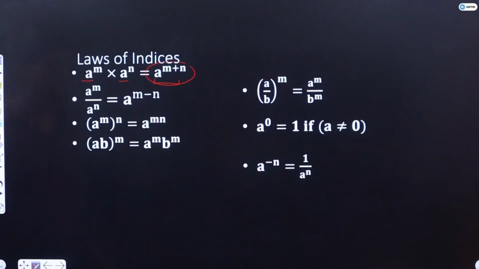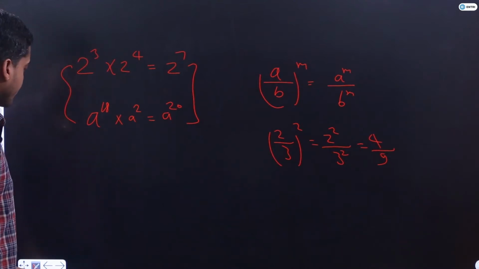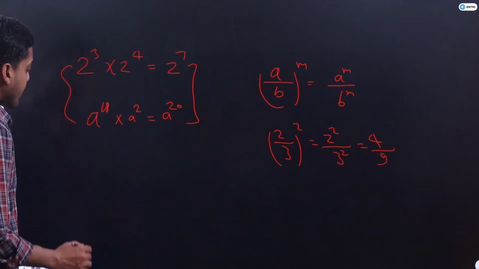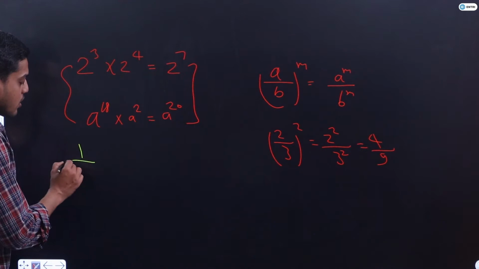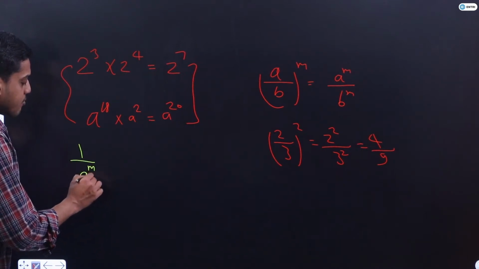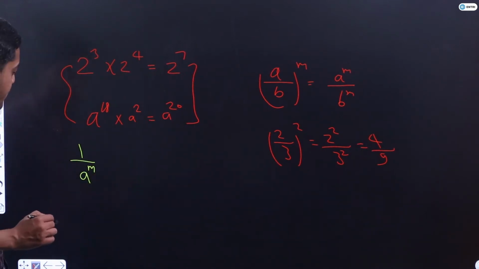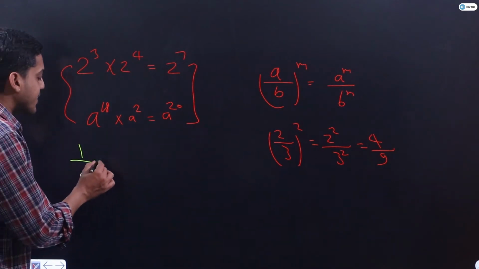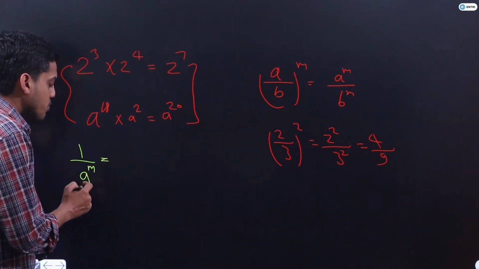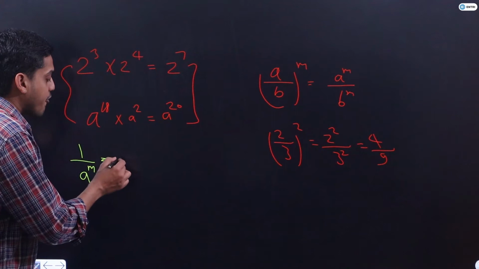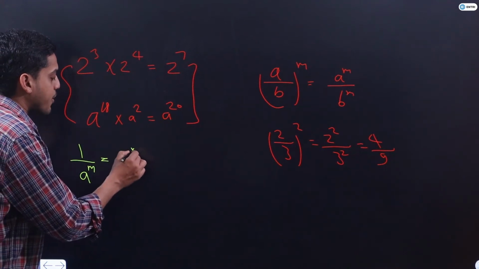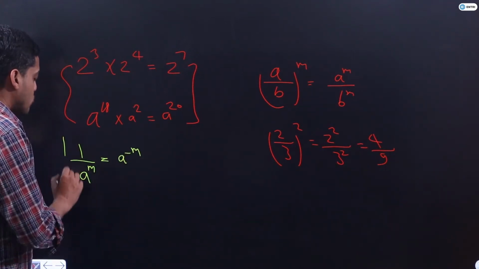Now the next one is very important. If I am writing 1 upon a to the power m, I can write this as a to the power minus m. If the denominator becomes the numerator, that power will become negative. So this you must know.